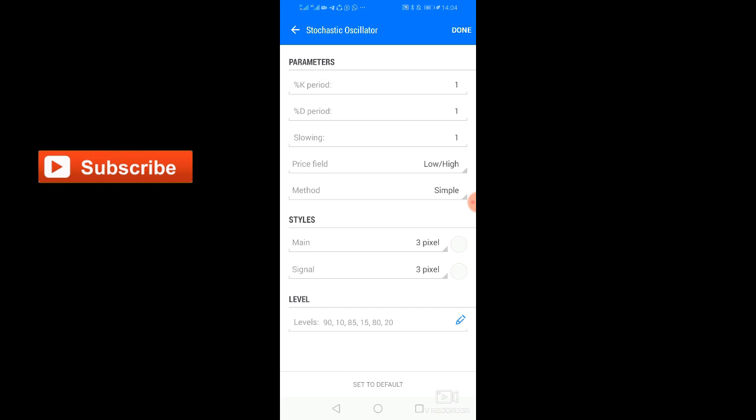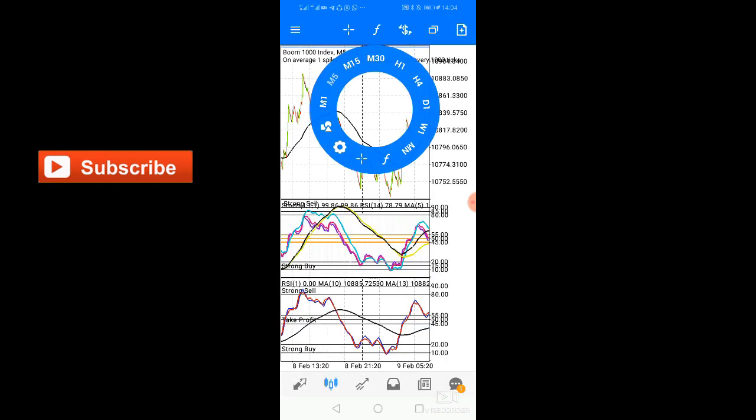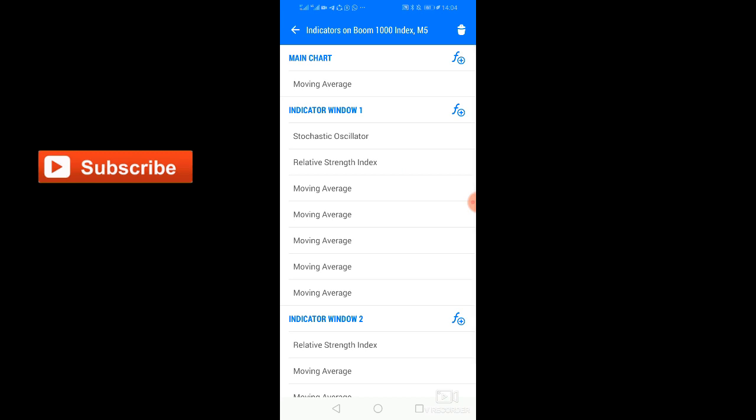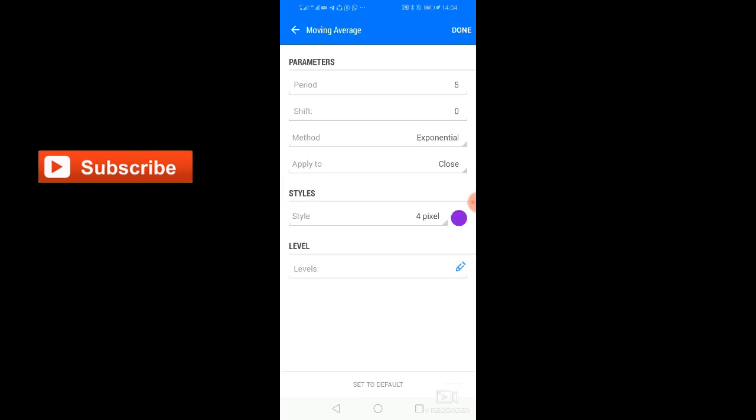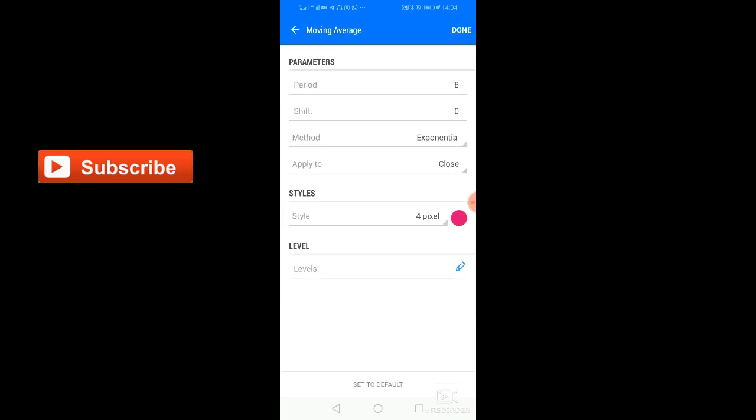The next one would be the moving average. The first moving average is the purple one, period 5, shift 0, method exponential, apply to close. The style, you can choose any style you are comfortable with. And then the second one would be period 8, shift 0, method exponential, apply to close. The style, choose any style you like, guys.